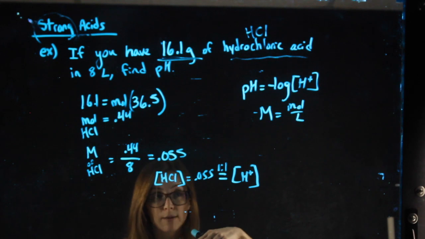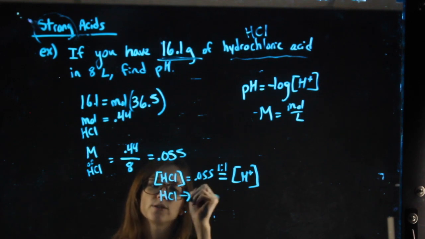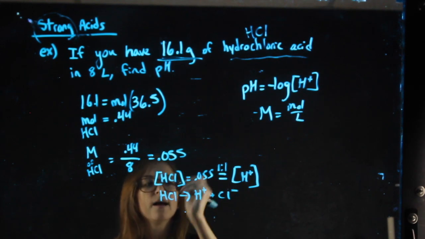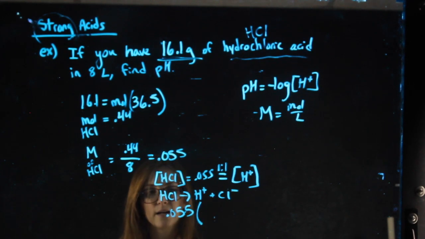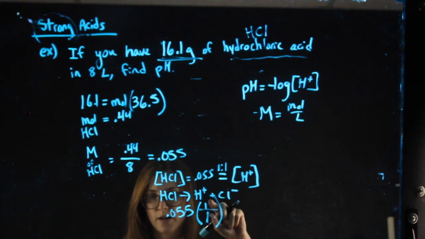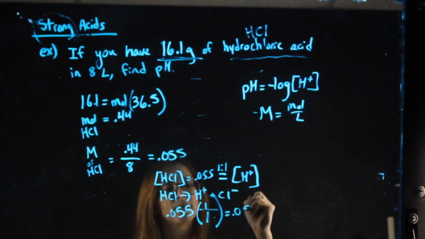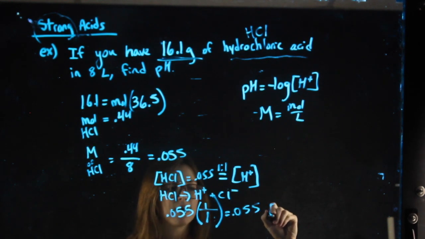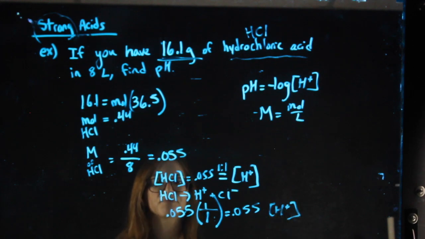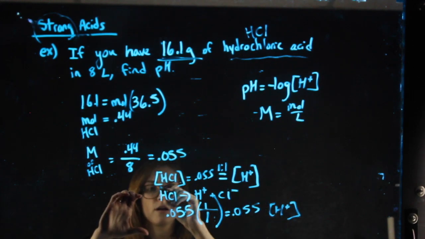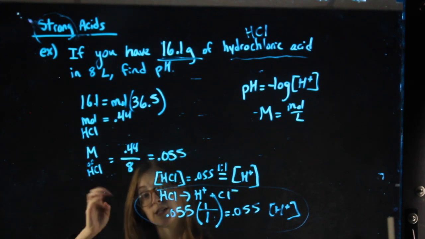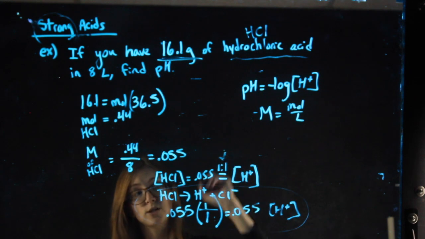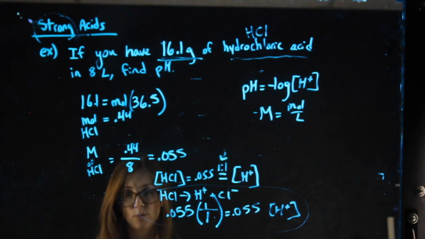If you want to see where it comes from dissociating HCl, taking the HCl molarity and multiplying by what we want, which is H+, over what we have, which is HCl. There's that 1-to-1. And I would get 0.055 as my H+ molarity. So this is what's actually happening, what I just circled. If you want to show it like this, as long as you understand where it's coming from, and you're writing that 1-to-1, I'm good with that too.